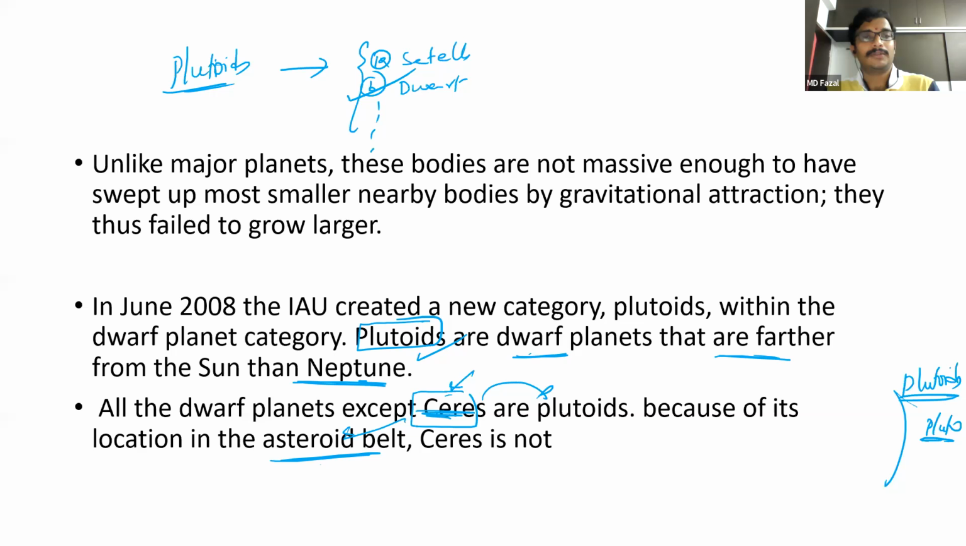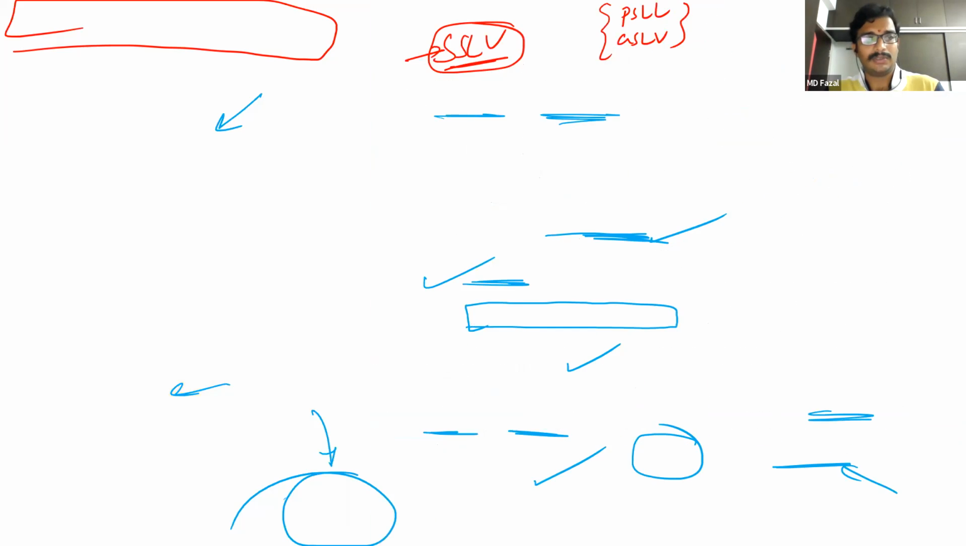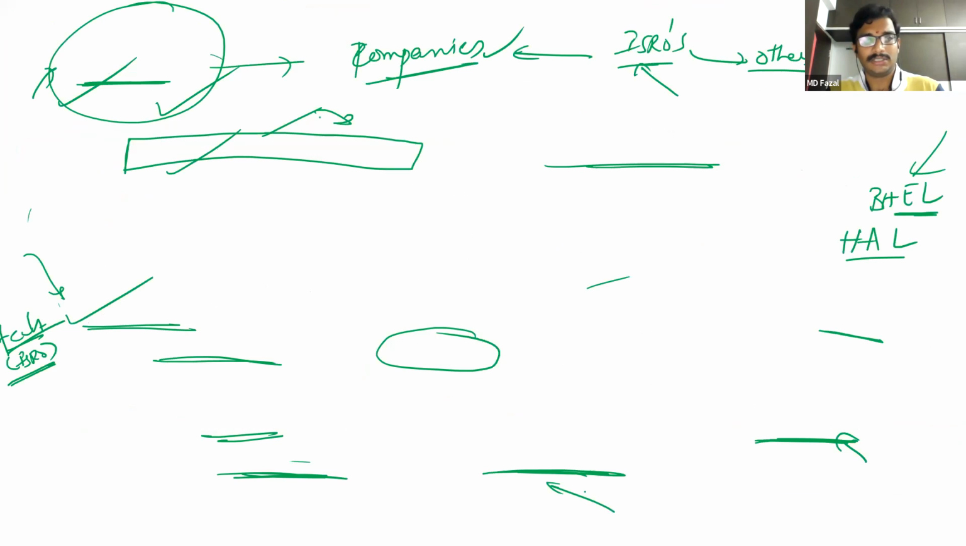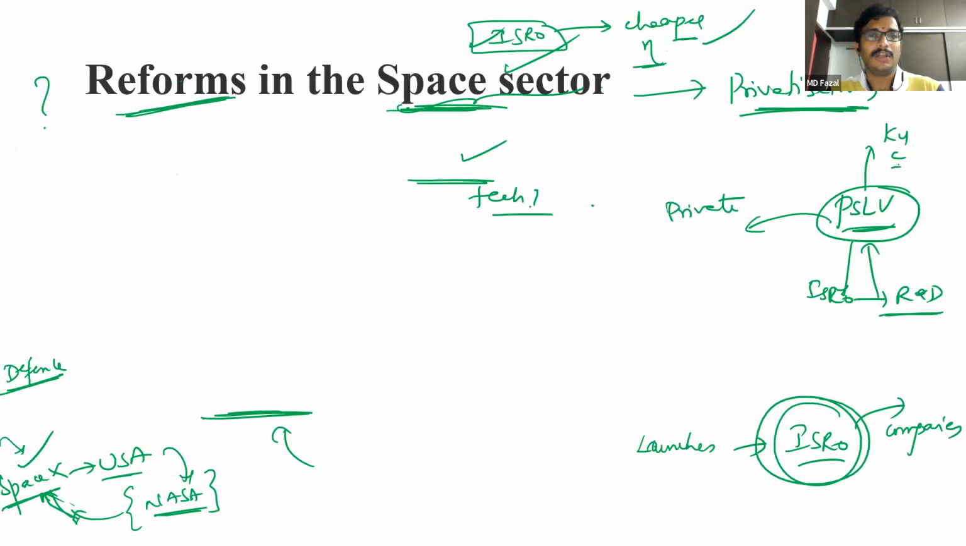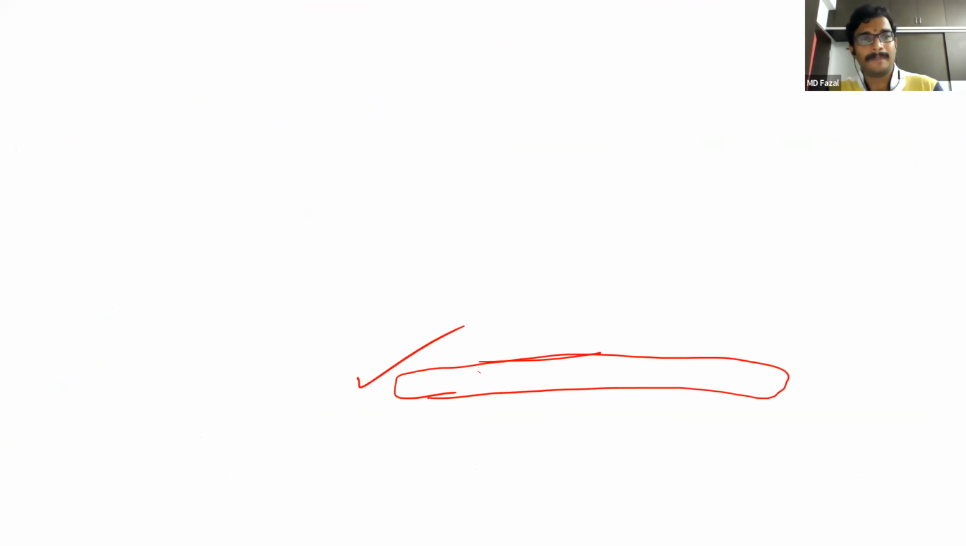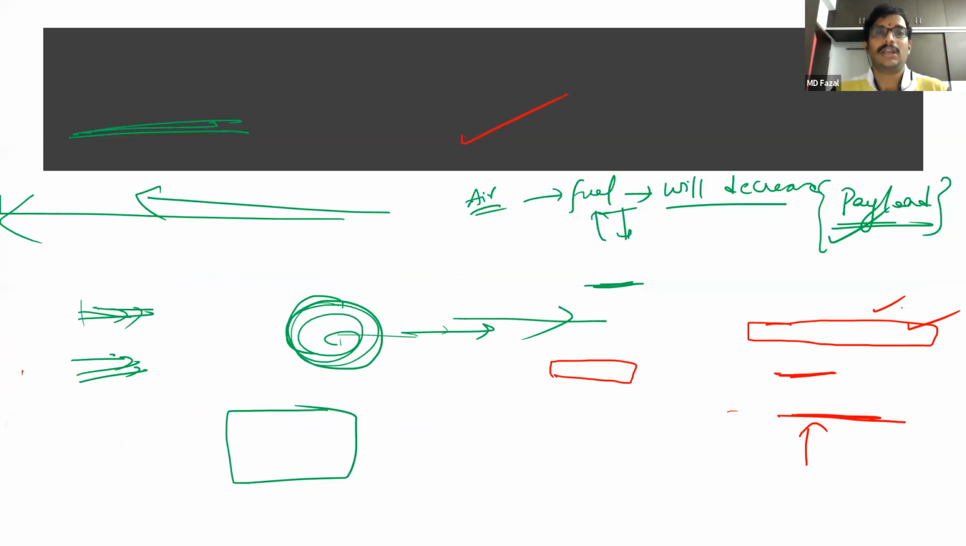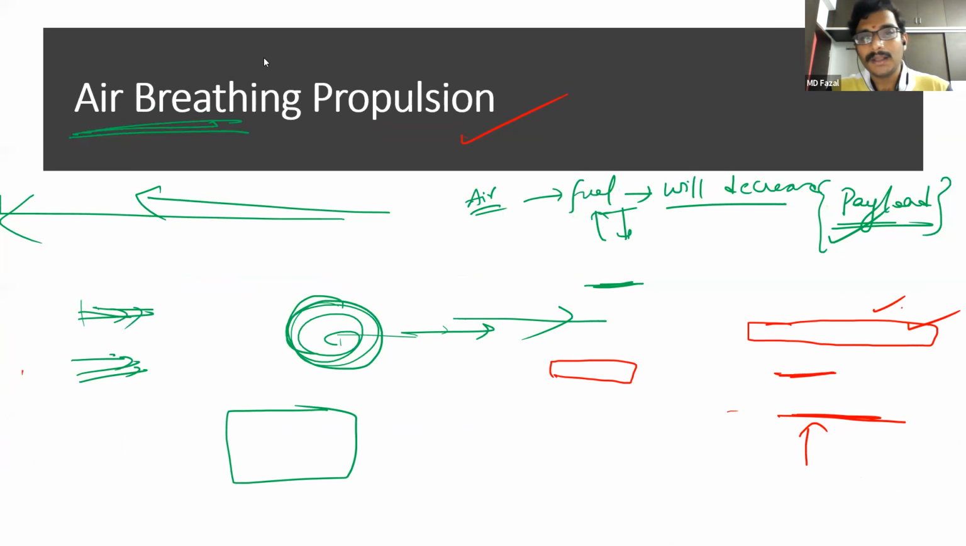Fine. So that's it for today. We did all these things: small satellite launch vehicle, PSLVs, Antrix, privatization in space. One question also I gave. Reforms in the space sector. Like this, we are going to air breathing propulsion, space capsule recovery. Okay. I'll share the slides. Don't worry. I'll save them and put them up.